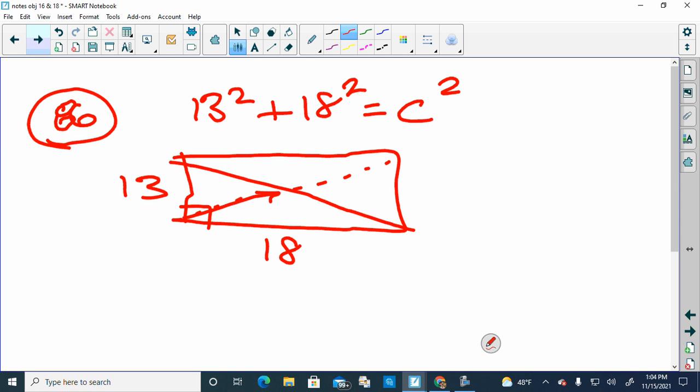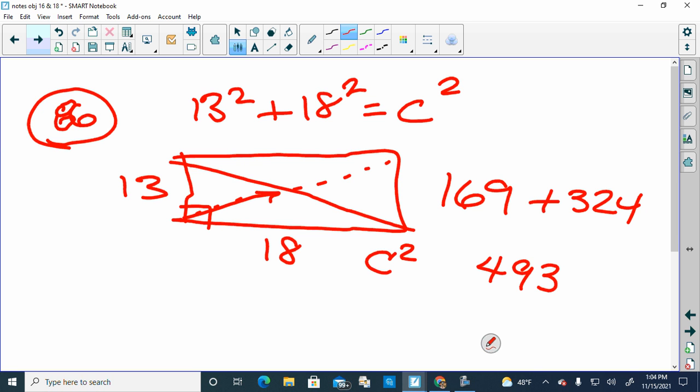So we're going 13 times 13. You guys better have that number memorized. Oh, you lost. 18 times 18. Okay, so we add those two numbers together. 493. You got 493 too? Okay, so just type it in something.